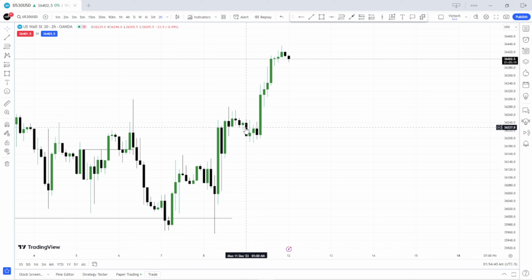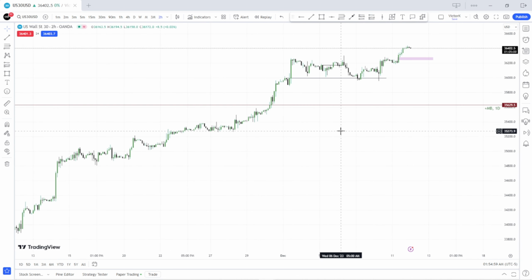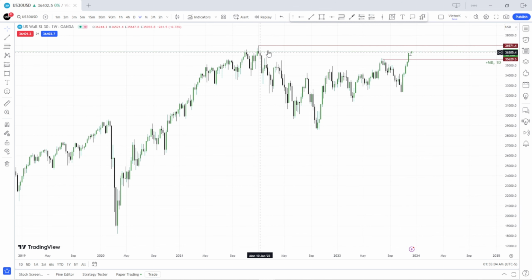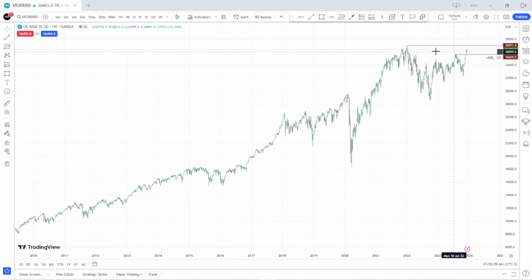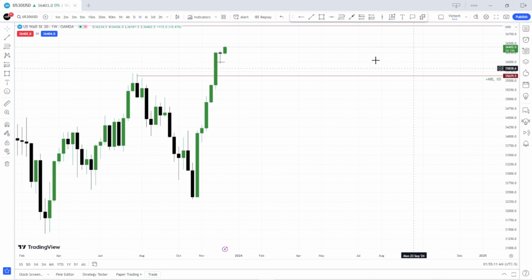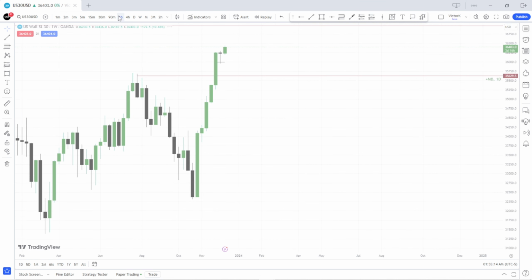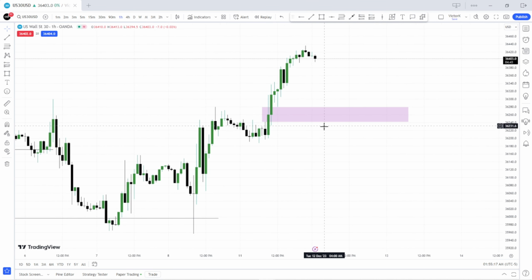So I'm looking for a trade. I would like to see price come back into this fair value gap area, this area here, and from here will be a nice place to buy US 30. Remember, we're still looking at these highs, this old high on the weekly and monthly chart, as our target. That's it for US 30.